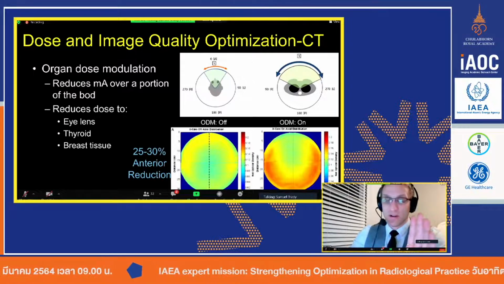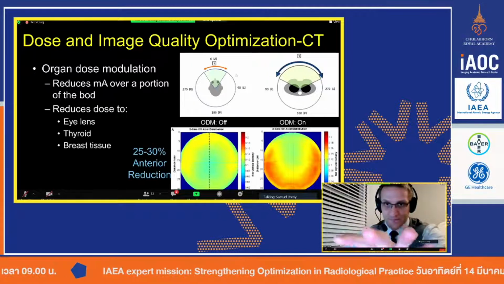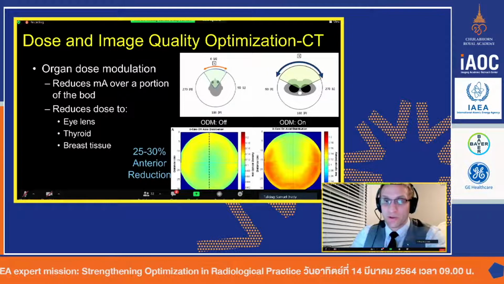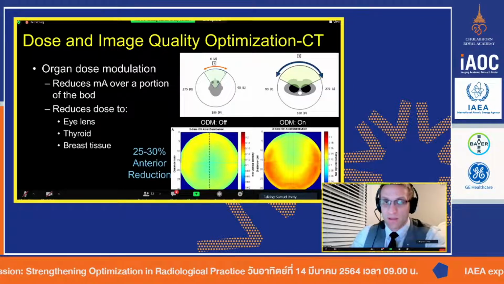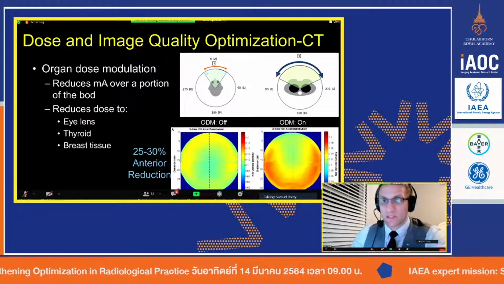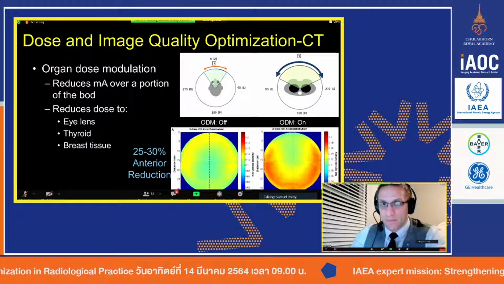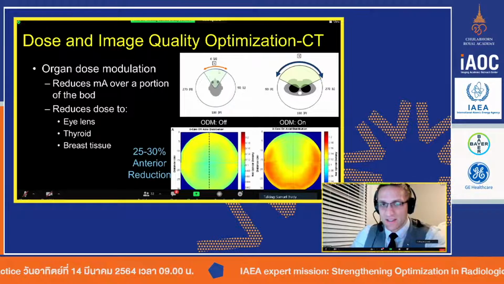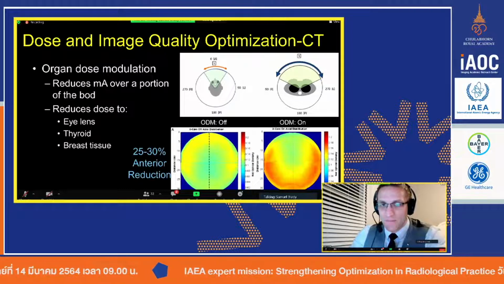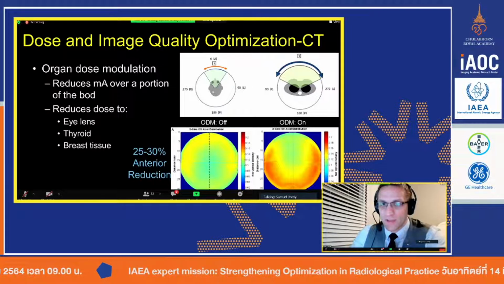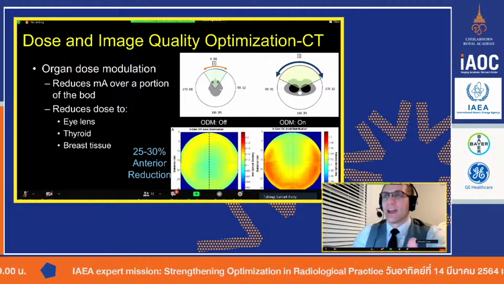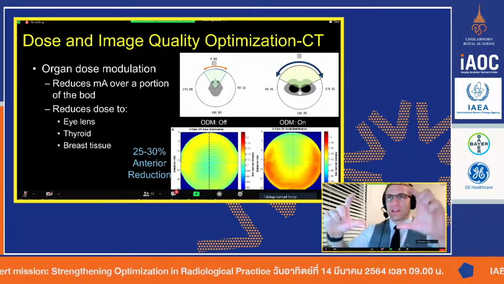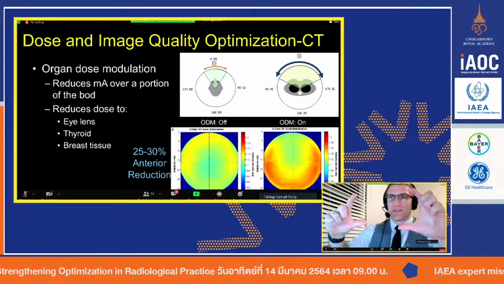As you can see here on my slide, it will only reduce the modulation, the mA, over a very specific arc. So for example, you see here these eyes are nicely positioned inside this arc. What would happen if that head was too low? Well, then the eyes would be over here, and the organ dose modulation wouldn't do any good. And so that goes back to the idea of getting the patient nicely centered in the field of view.